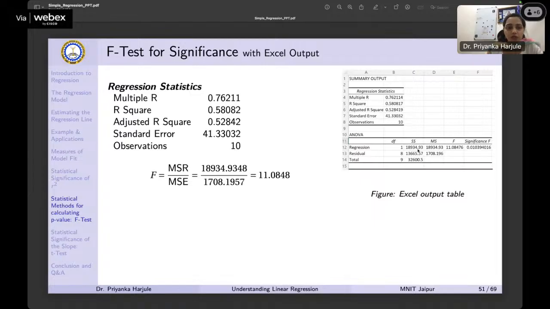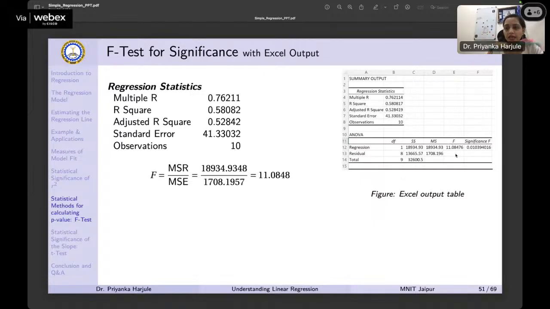Then you have the sum of squares, which is how much variation is explained. For regression it is this, and unexplained, that is for residual, it is this, and the total is this. Mean sum of squares is what is useful in calculating the F statistic. So mean sum of squares is this for regression, and this for residual. If you divide these two, you will get 11.08. That is the F value.